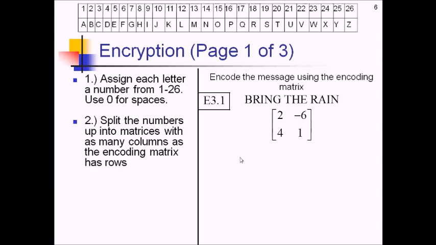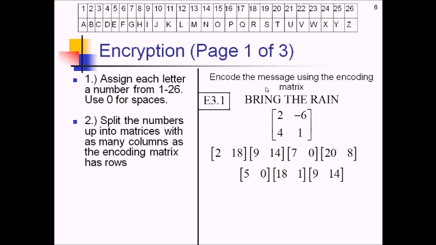So we have 2 and 18 in our first one, and then I and N, that's 9 and 14. G and space, that's going to be 7 and 0. And we got T and H, that's 20 and 8. E and space, that's 5 and 0. And then R and A, that's going to be 18 and 1. And then finally, I and N, that's going to come out to 9 and 14.